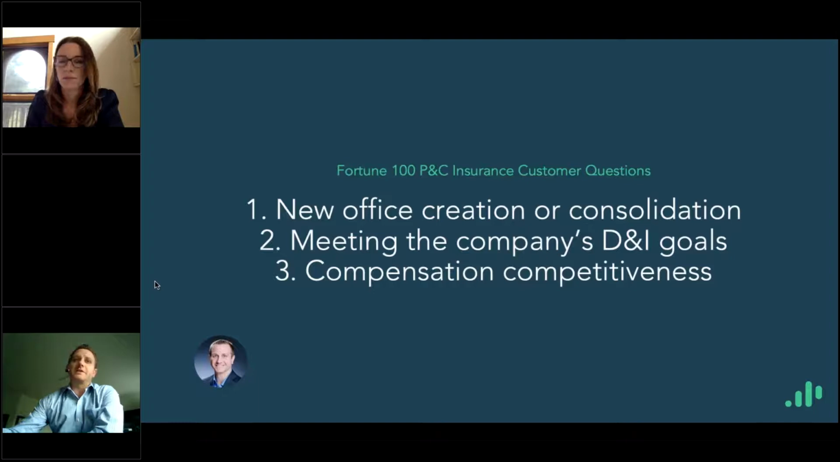The first sample that we'll talk about is a Fortune 100 property and casualty insurance carrier. They approached us directly with three primary questions. The first was they were looking to potentially open new offices or consolidate offices across their entire US footprint. And they weren't really sure how to do that. They struggled a little bit with consuming data in order to not only help advise the business on where they should expand or potentially contract, but also how to meet the company's diversity and inclusion goals.